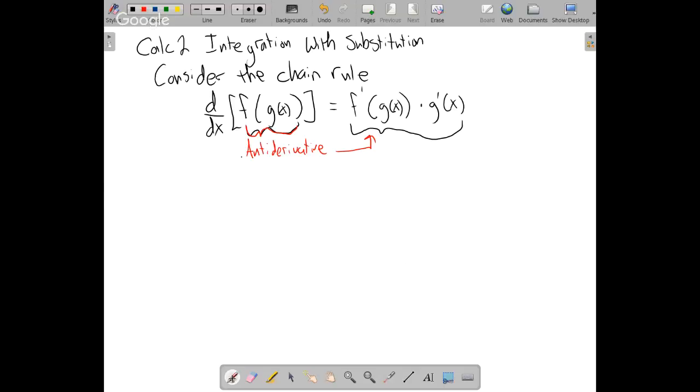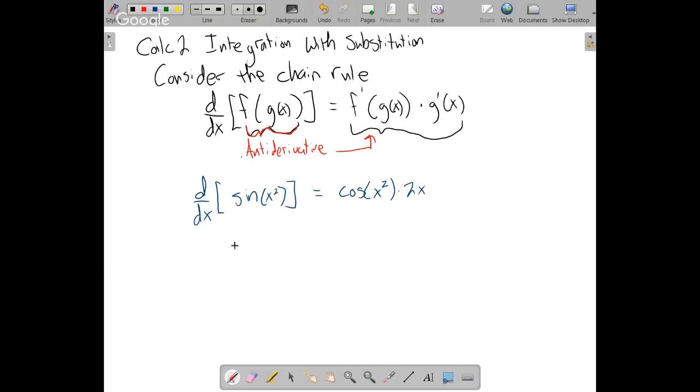So for example, let's take the derivative with respect to x of the sine of x squared. Its derivative is the cosine of x squared, right? I take the derivative of the outer function, leave the inner alone, and then I multiply by the derivative of the inner function, 2x. So now, if I wanted to find an antiderivative of the cosine of x squared times 2x, that would be the sine of x squared.